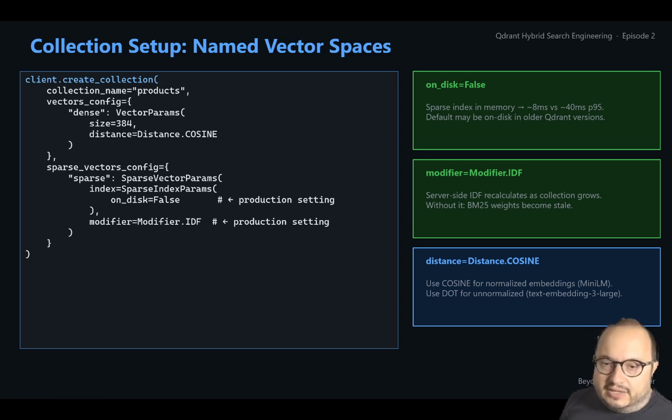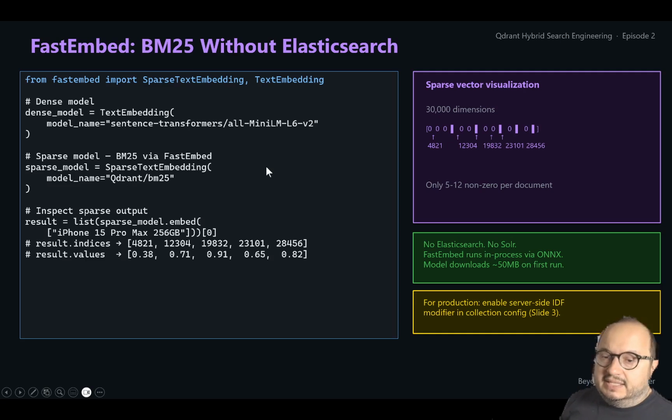The on_disk equals false setting keeps the sparse index in memory. This is the production setting for low latency retrieval. On-disk sparse indices are for very large collections where memory is constrained. One important note, on_disk equals false for the sparse index is not the default in older Qdrant versions. Check your version. Sub 10 millisecond sparse retrieval requires the index to be in memory. Collection is created. Now let us index the documents.